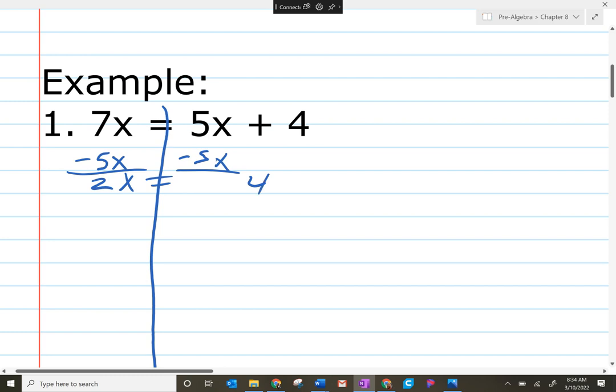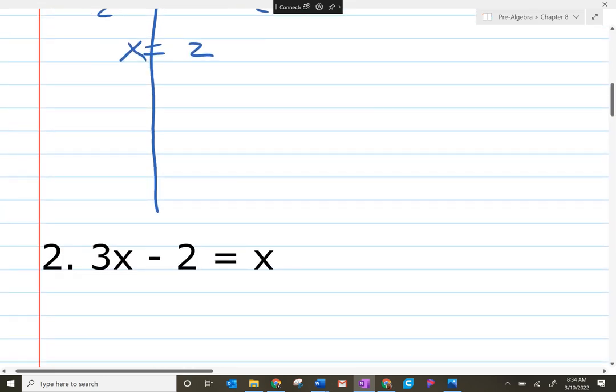I'm going to divide both sides by 2 to get the x all by itself. I'm going to skip a line down just so I can show it. 4 divided by 2 is 2. My answer is going to be x equals 2. So just like what we did before, the big difference is that we're moving the x's, or the variables, and not just the constants.